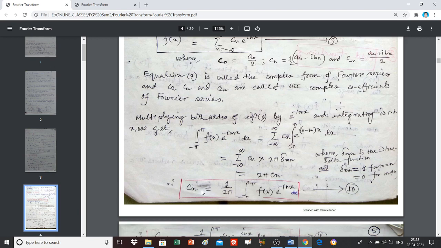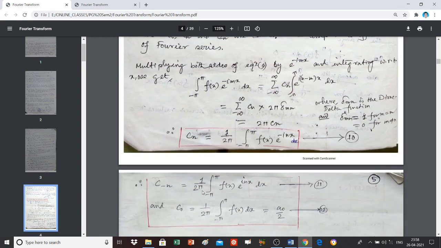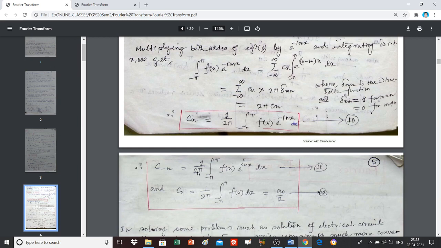So in this way you can calculate the value of Cn. If you know the value of Cn, then you can also find out the value of C minus n. So no problem with this. And C minus n is here, 1 by 2 pi, the integral from minus pi to plus pi of f(x) e to the power inx, just replace this n by minus n. So that is here e to the inx dx. And C0 is equal to 1 by 2 pi, just use n equal to 0 in this expression. That will provide you 1 by 2 pi, the integral from minus pi to plus pi of f(x) dx, that is equal to a0 by 2.